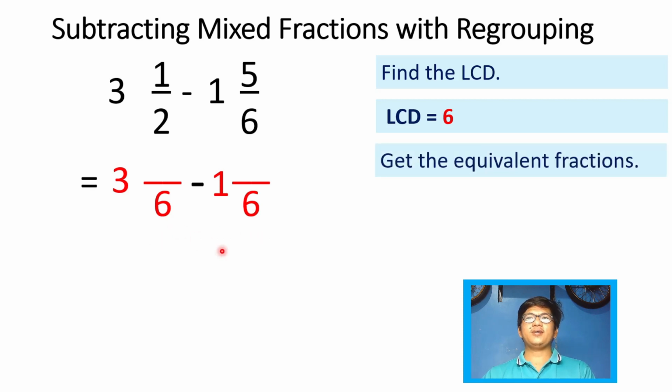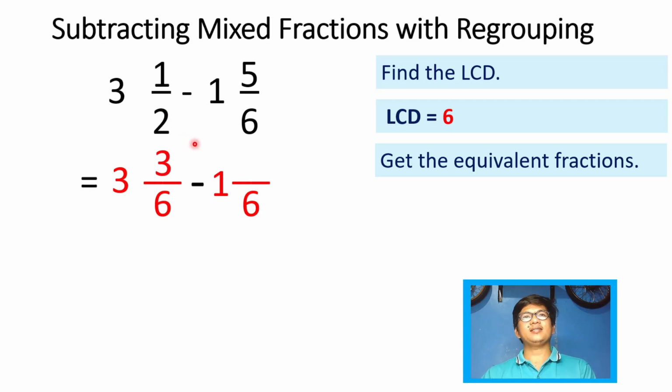Our next step is we need to get the equivalent fractions. Again, to get the equivalent fractions is we need to get the multiplier for 2 to become 6. So, si 2 naging 6, it was multiplied by 3. So, now, we need to multiply 1 by 3. So, our answer is 3.